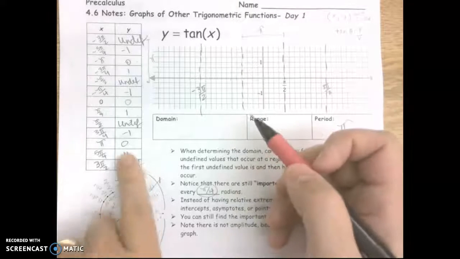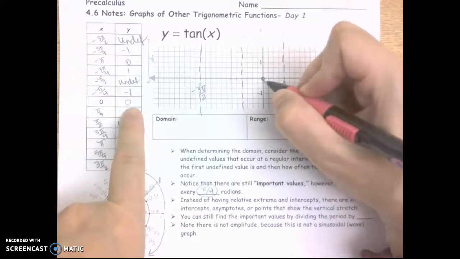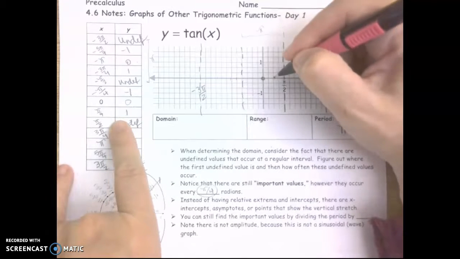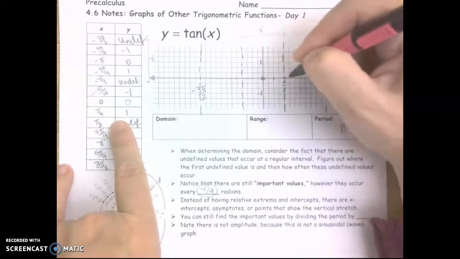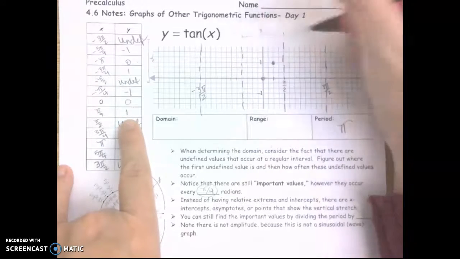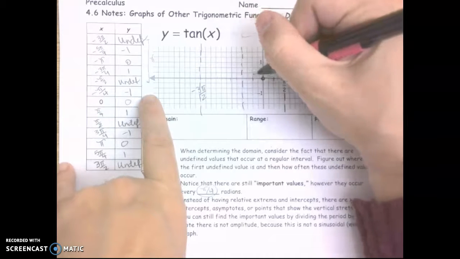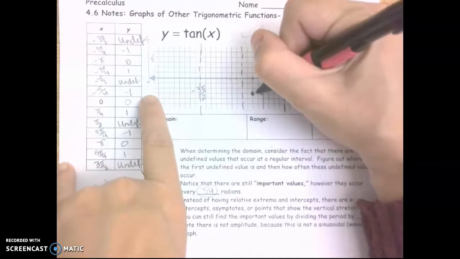Okay, now we're going to plot our points. So we're going to start at 0. So that's 0, 0. And that pi over 4, which is halfway between 0 and pi over 2, I'm going to go up to 1. And then if I go backwards to negative pi over 4, I'm at negative 1.